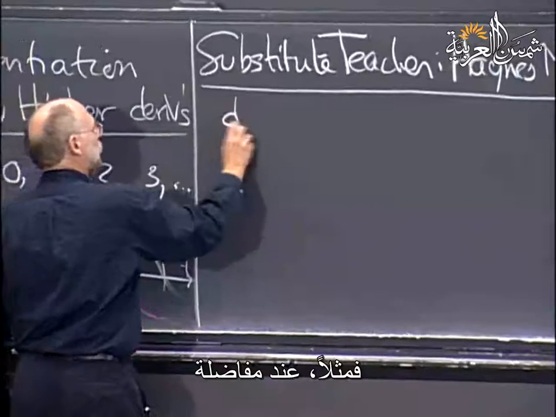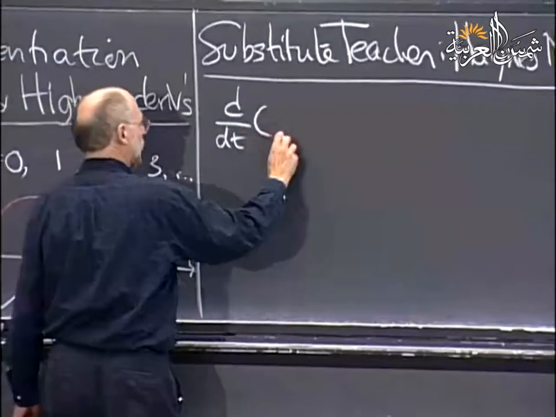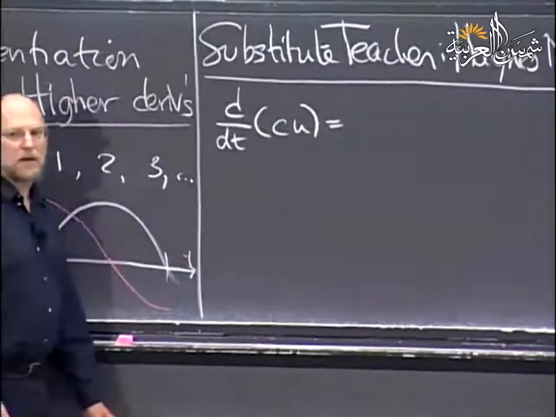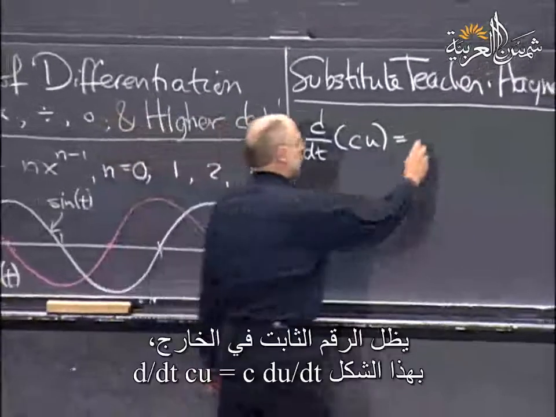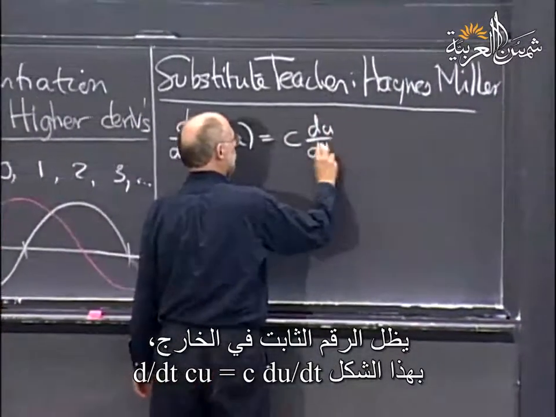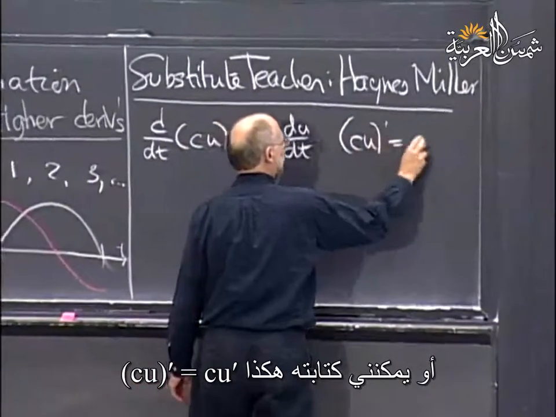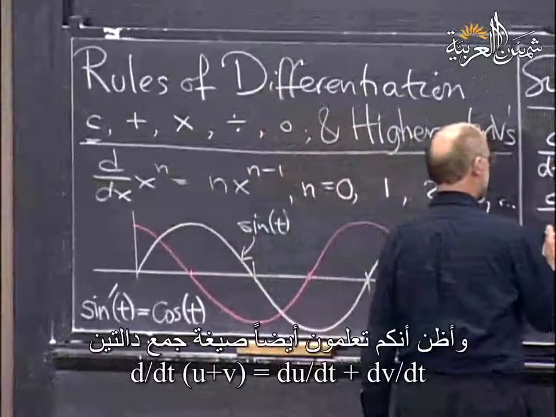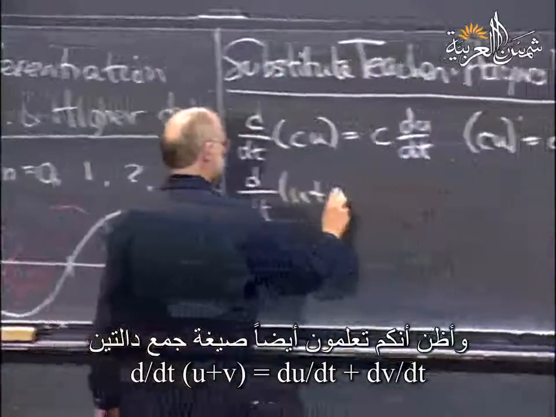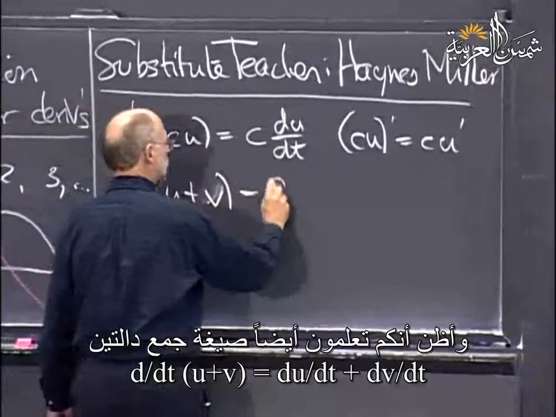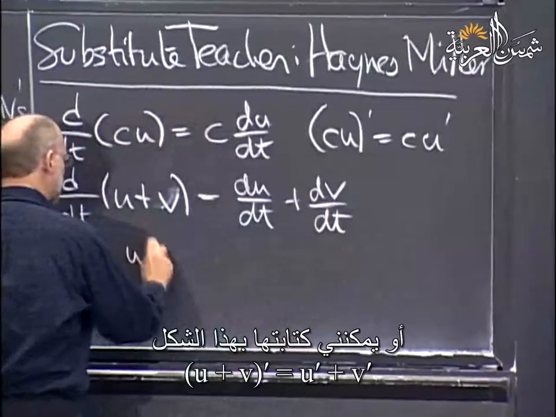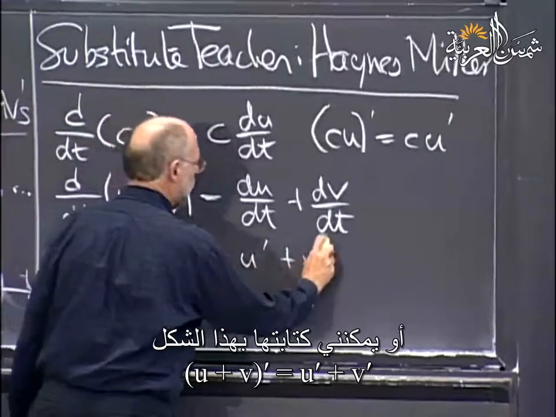For instance, I think you know that if you differentiate a constant times a function, what do you get? The constant comes outside, like this. Or I could write (cu)' is c u'. That's this rule, multiplying by a constant. And I think you also know about differentiating a sum, or I could write this as (u plus v)' is u' plus v'.